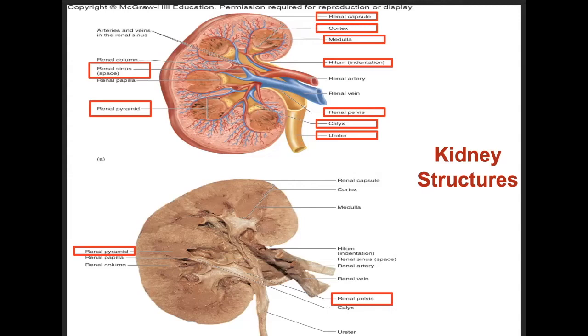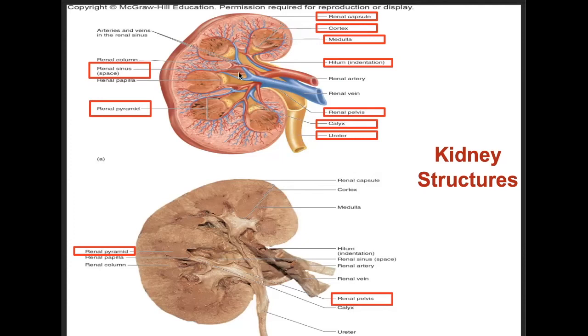So aside from that, we also have your renal pelvis. You can see here on this one, your renal pelvis, this is where the calyces, which is this one, will join as one into a narrow area to form your ureter here. Okay, so that is your renal pelvis.